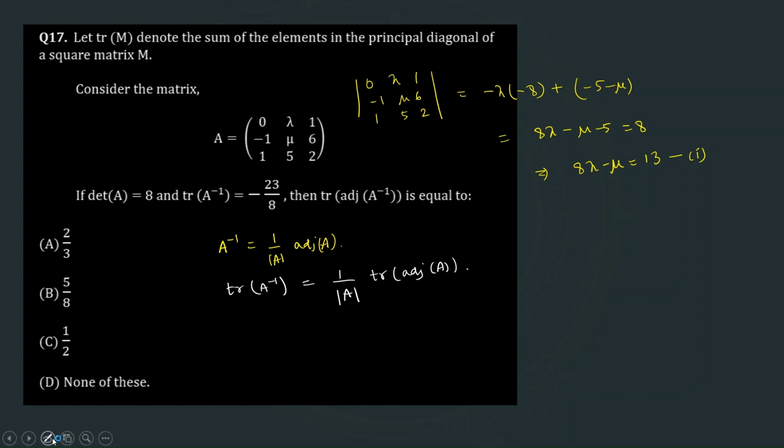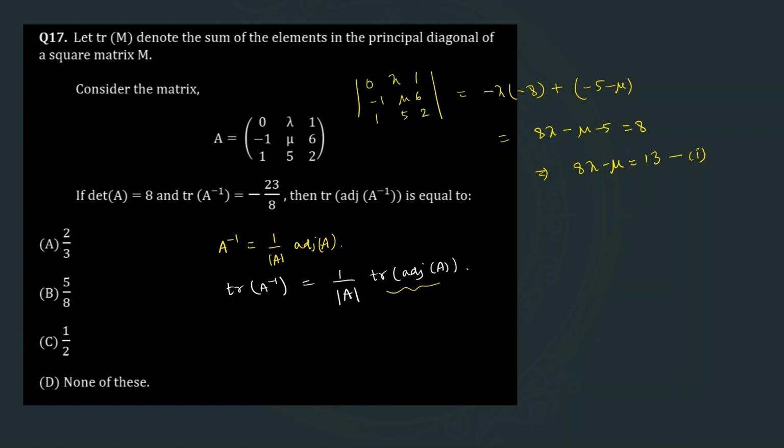Now trace of adjoint A is what? We have to find this. We know adjoint of a matrix is transpose of the cofactor matrix of A. So the diagonal elements of A cofactor will be the same as its transpose. That means we have to simply calculate the cofactors of this diagonal elements of matrix A and then sum them up.